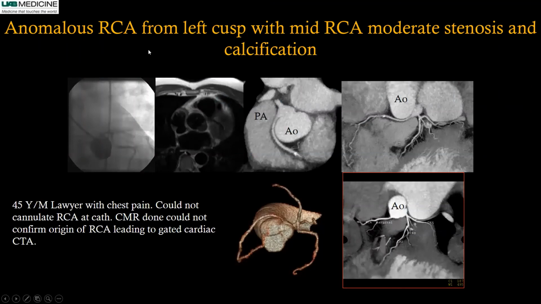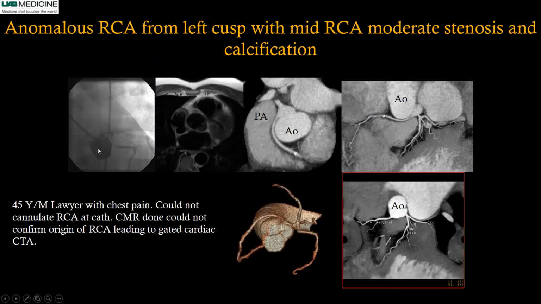Here is another example. He was a lawyer who came with chest pain and went to his cardiologist. The first thing they did was a cath, which at that time was probably the best way to look at it. They injected the left coronary artery, which was normal, but they could not hook up the right coronary artery to evaluate it.